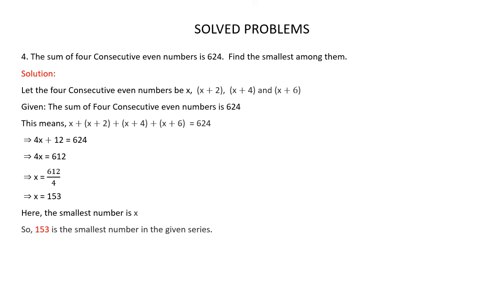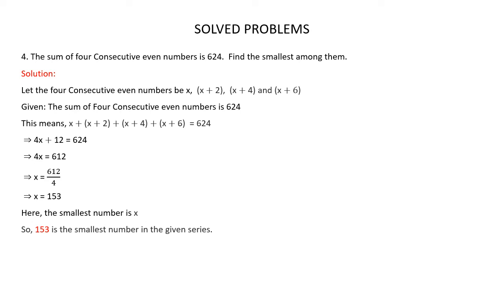Question number 4. The sum of 4 consecutive even numbers is 624. Find the smallest among them. You know that consecutive even numbers can be represented as x, x plus 2, x plus 4, x plus 6, x plus 8 and so on. But what you need here are only 4 consecutive even numbers. So let's assume that the 4 consecutive even numbers are x, x plus 2, x plus 4 and x plus 6. You have to find the smallest among them.